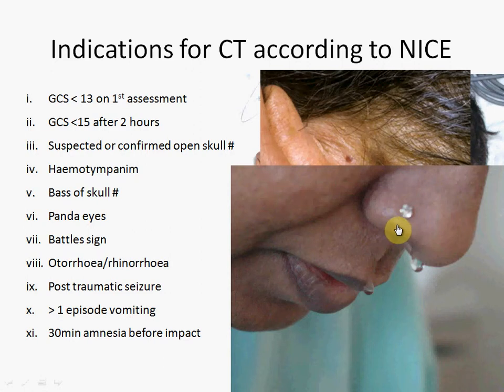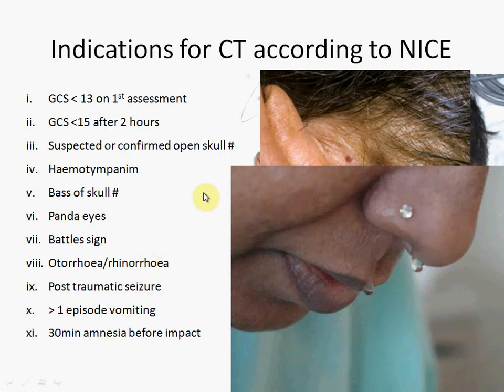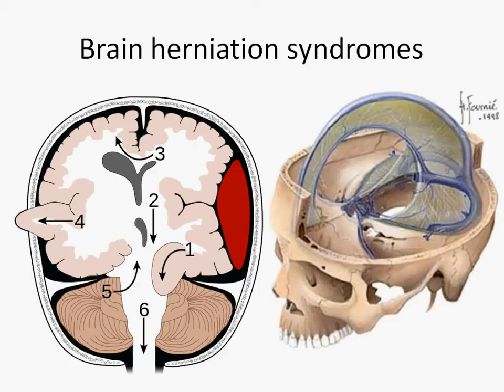And this patient is showing rhinorrhea. There may be otorrhea as well, but I haven't got a picture of this clear fluid draining from the ears, but you may look for that. This patient gets a CT head. Okay, this is CSF leaking from the nose, indicates a base of skull fracture. Okay, let's look briefly at brain herniation syndromes.